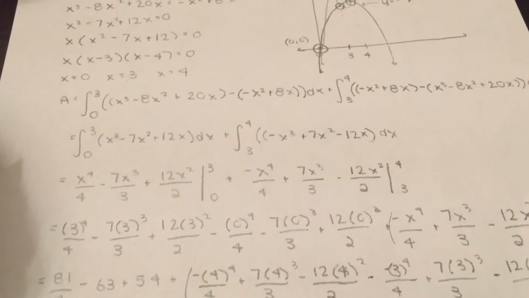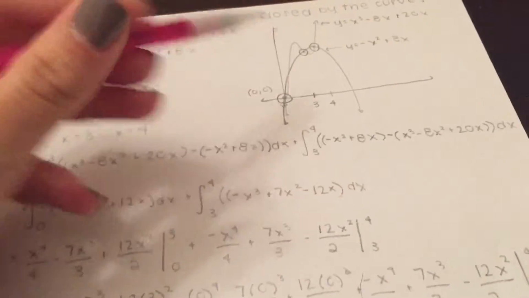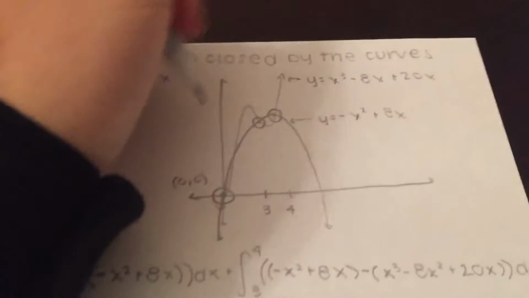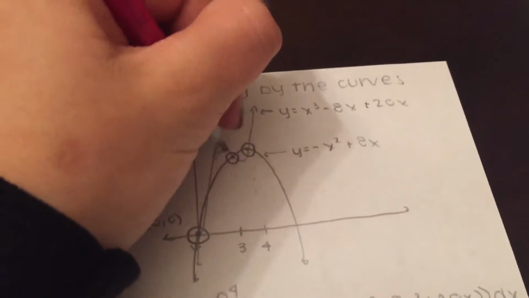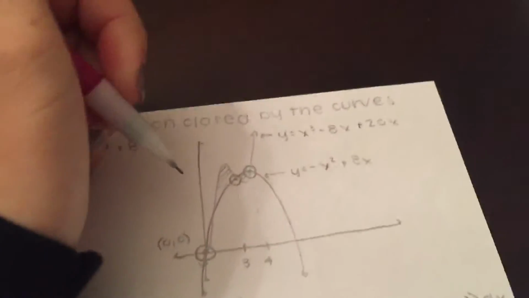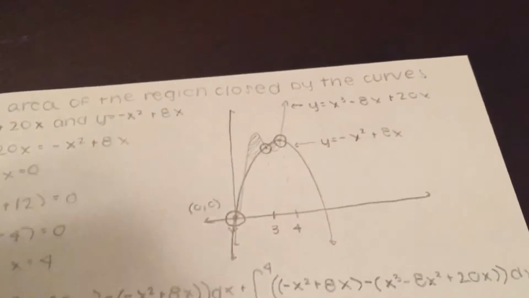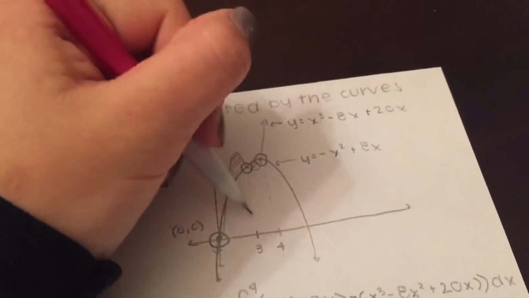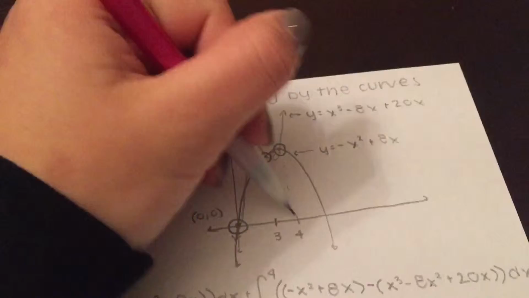Now, in order to find the area, there are two regions that you need to find the area for. You need to find the area for this region and the area for this region. So the area of the first region is bounded by 0 to 3, and the second region is 3 to 4.